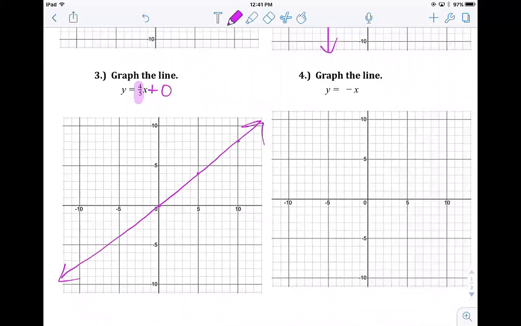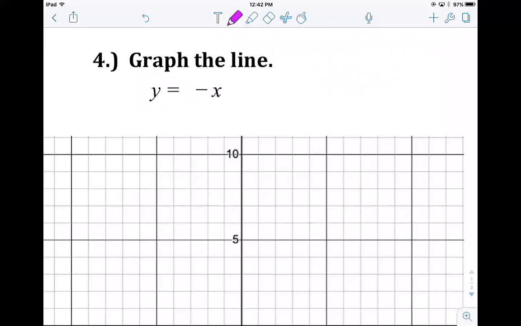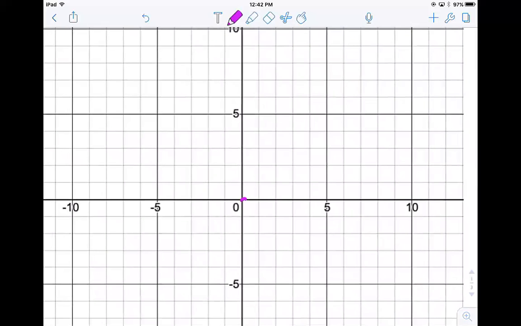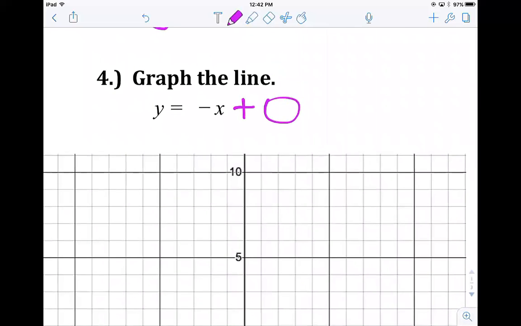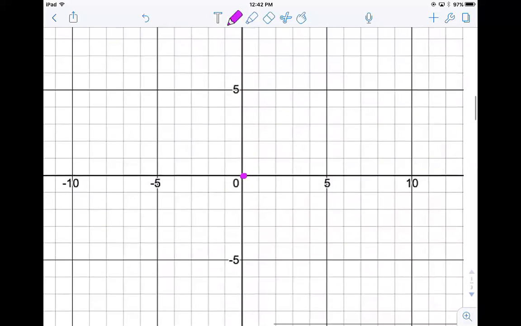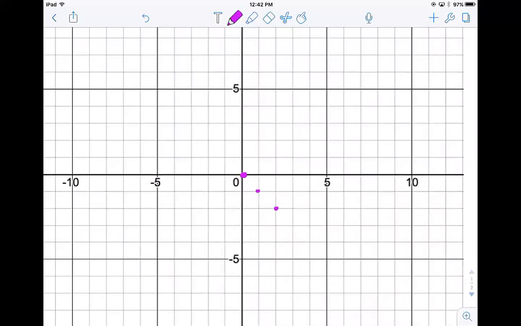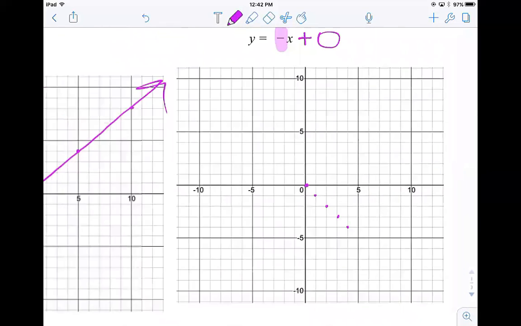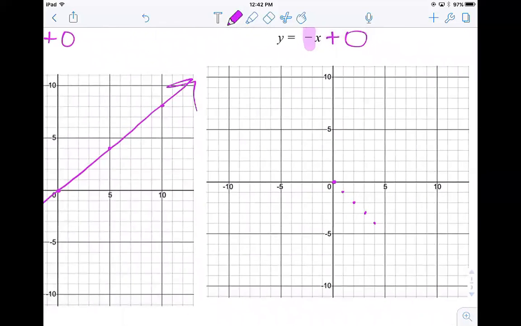For number 4, we're going to do the same thing. We are going to start with our y-intercept, but notice that there's nothing added or subtracted at the end, so we're going to start at 0 again, at 0, 0. Our slope for problem 4 is -1. So we're going to go down 1, over 1, always moving to the right. We can do a couple points, and then we're going to connect, and we're going to make our line.